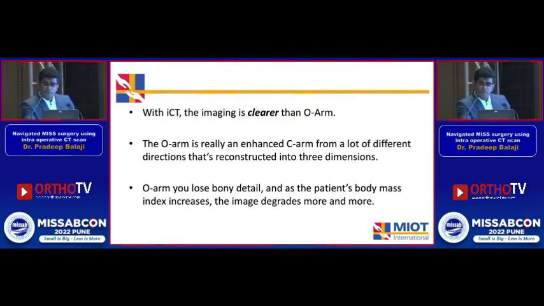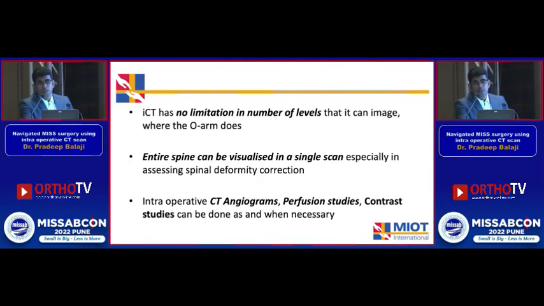Actually, with intraoperative CT, the imaging is clearer than O-arm. In O-arm, you may lose the bony detail as the patient's body mass index increases and the image may degrade, but intraoperative CT has no limit on the number of levels. It has a good field of view, so the entire spine can be visualized in a single scan. And from a neurosurgical perspective, nowadays we are getting CT angiograms and perfusion studies right on the table. That is very useful for us, and for tumors you can also get contrast studies done inside the theater itself.